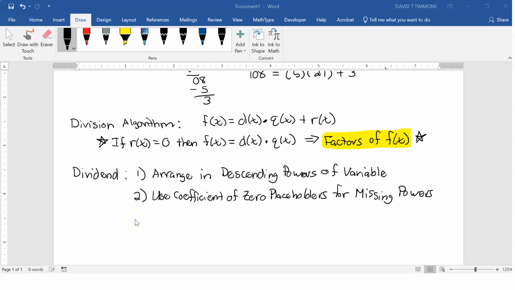When we do polynomial long division, there's two things you have to do with the dividend when you set up the long division. One, the powers of the variable must be in descending order. And if there are any missing powers of the variable, we have to use coefficient of 0 placeholders when we do the division. And I'll show you examples of this.